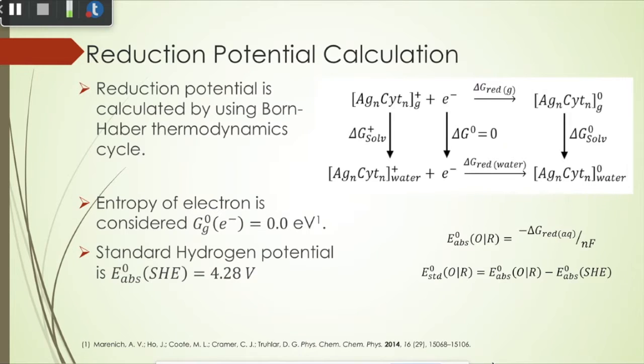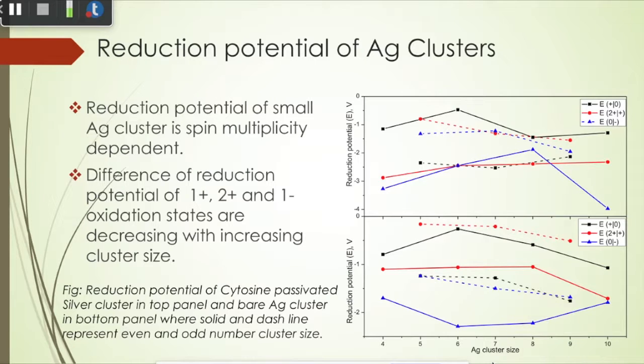This is the result for the reduction potential I calculated so far, up to the silver 10 cluster, and I'm also calculating larger clusters, but I have not presented them here. The first panel is the cytosine ligated silver cluster, and the bottom panel is just the bare silver cluster. You want to show geometry?